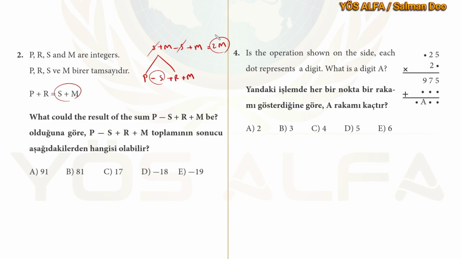Since 2M is an even number, let's take a look at the given answer choices. And the only even number in the choices given is minus 18. So our answer is D.